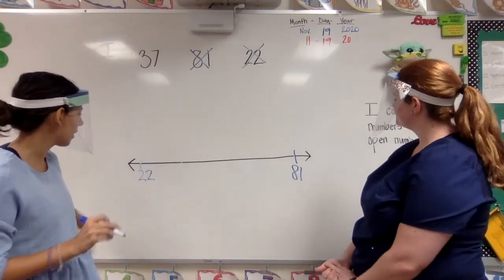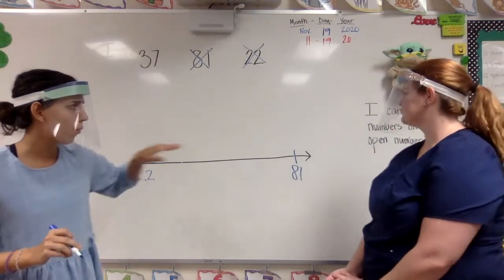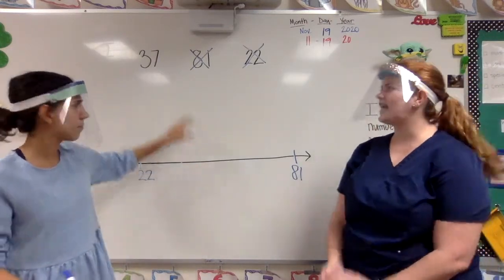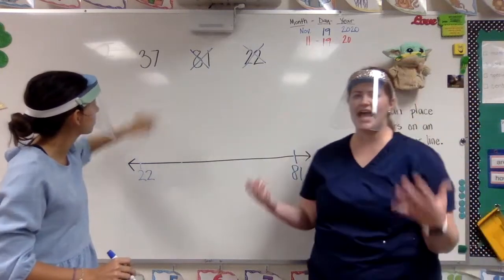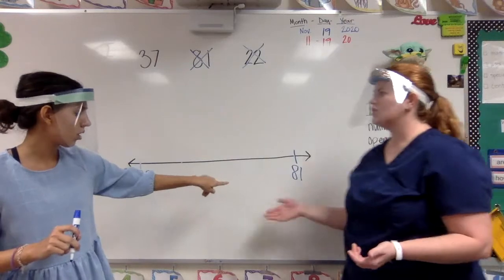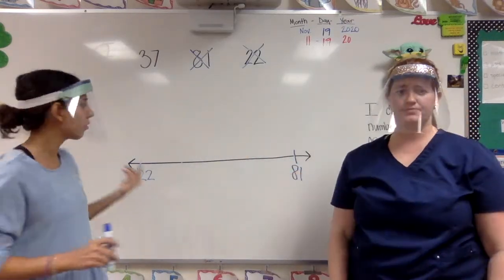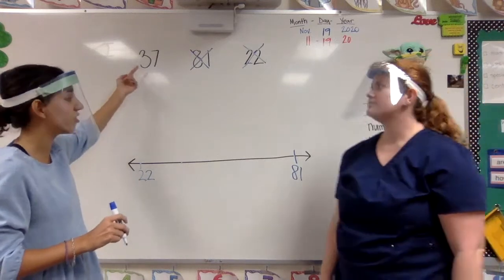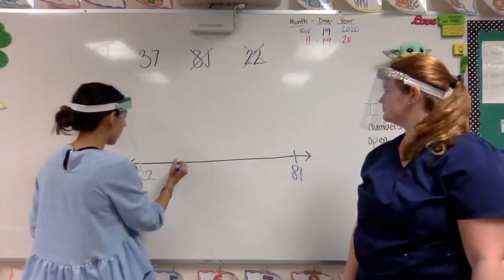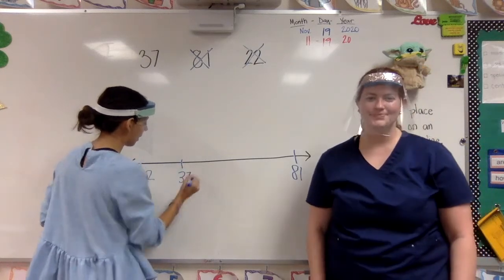Well, I'm thinking, I don't know if I should put 37 closer to 22 or to 81. Oh, last time, Miss Lustico, we compared the tens. So this had 2 tens. This has 8 tens. If this number has 3 tens, which one would it be closer to? Well, 3 comes after 2. So it would definitely be closer to 22 than it would be any other number.